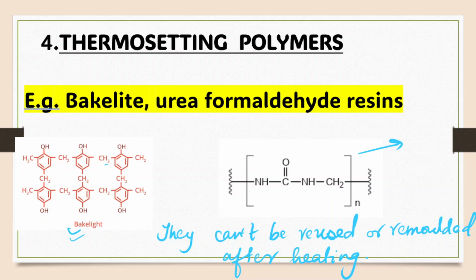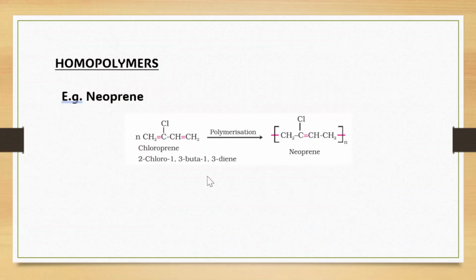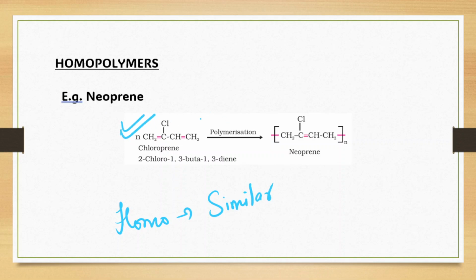Next, we have to study about the homopolymer and copolymer. The two terms are remaining. Homopolymer, homo word we know that homo means similar. So in homopolymer, a single monomer polymerizes to form the polymer. The example is neoprene, the monomer is chloroprene.